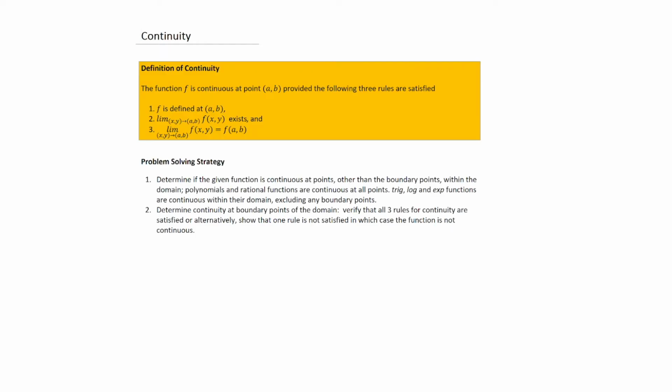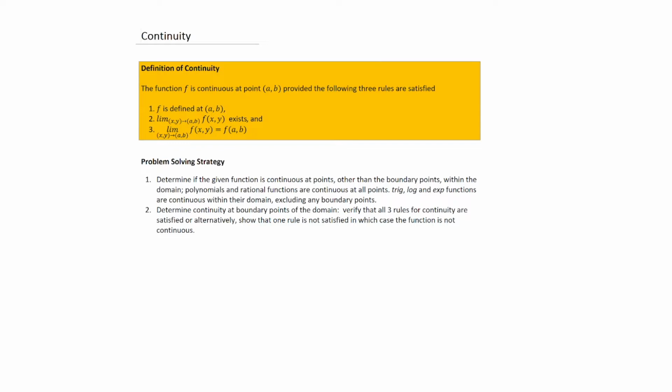All right, we'll start with the definition, and everything usually comes back to a definition. We define the function f to be continuous at a given point (a, b), provided all of the following three rules are satisfied. First, that f is defined at (a, b). Second, that the limit as (x, y) approaches (a, b) of f(x, y) exists. And thirdly, that the limit of f(x, y) as (x, y) approaches (a, b) is in fact the function f evaluated at (a, b). All three conditions must be satisfied.